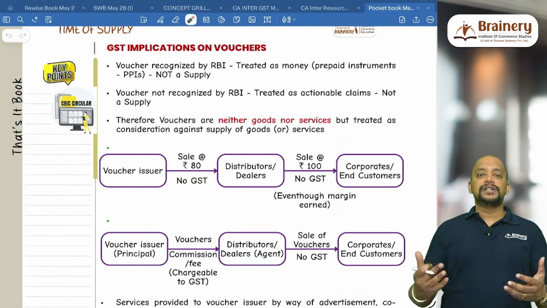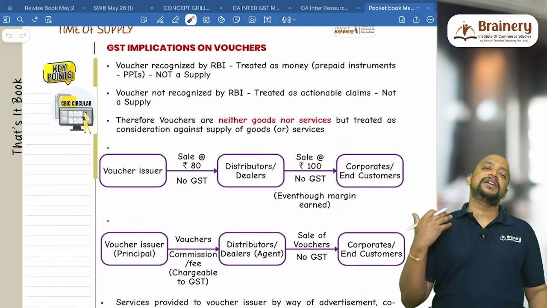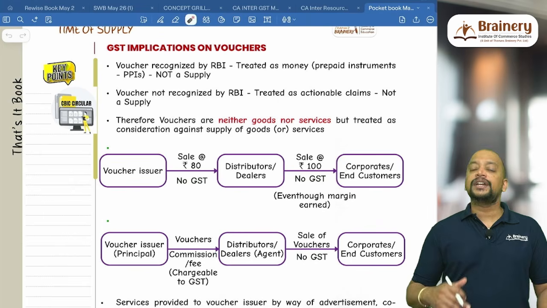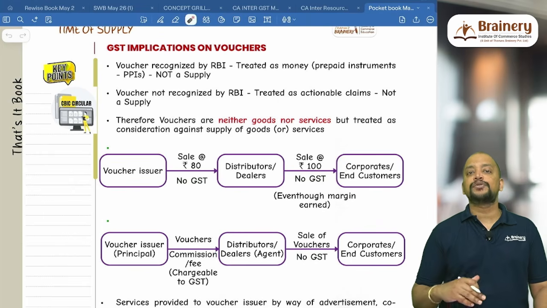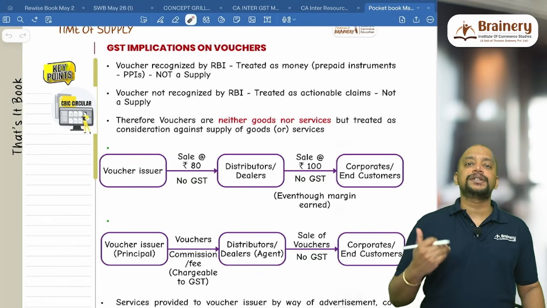Which means vouchers are first of all not treated as supply. So at the time of issuance of voucher, the GST liability shall not arise. Due to that reason only, that particular time of supply provisions for the vouchers has been omitted. So here they have clarified clearly as to why a voucher is not a supply.